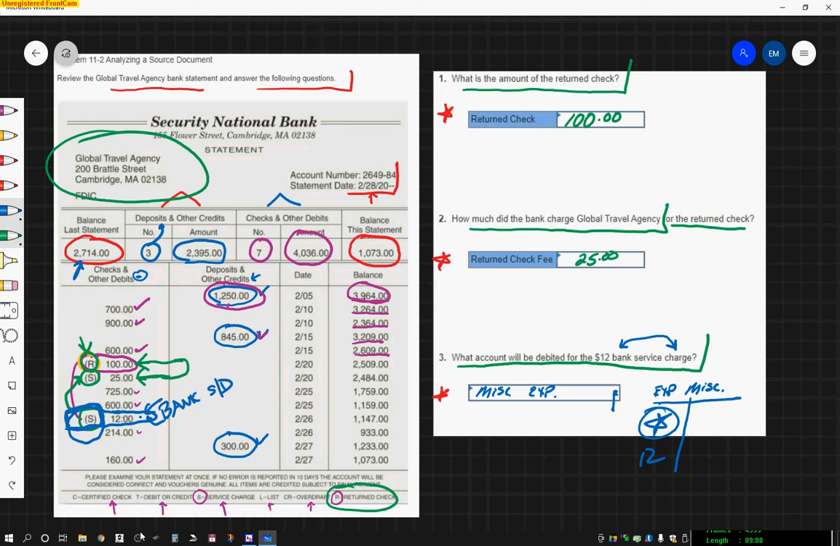It's a lot of scribble, but it's valuable information. Again, it's deciphering what is on that bank statement and how do you make sense out of it. It's not as complicated as it looks. You just need to know what you're looking at. So that is 9 minutes and 21 seconds of your life that you just spent on question 11-2, explained, analyzing a source document.